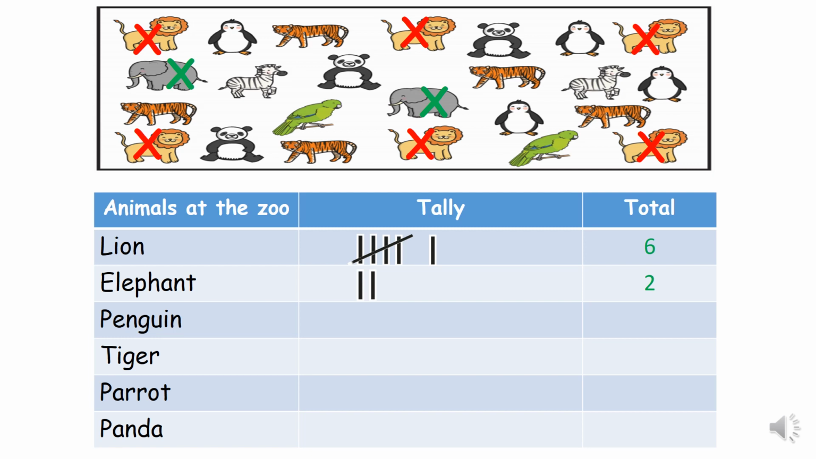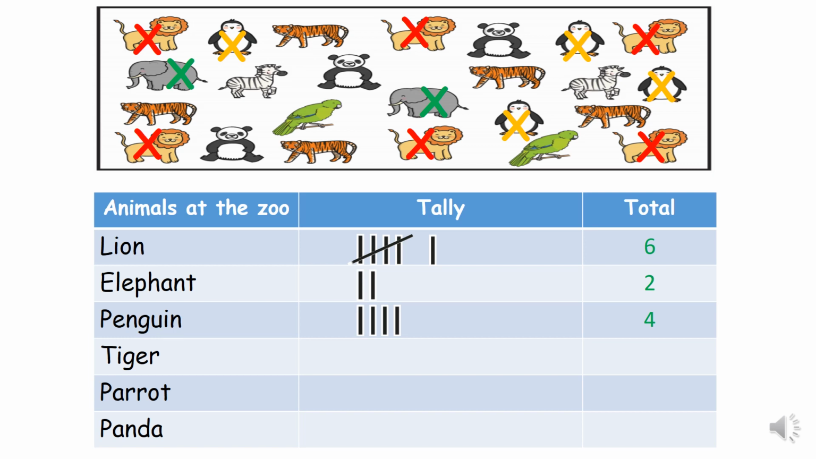Let's move on to the penguins now. 1, 2, 3, 4. We had 4 penguins. So we write 4 in our total. And then we draw our tally. 1, 2, 3, 4. 4 lines.